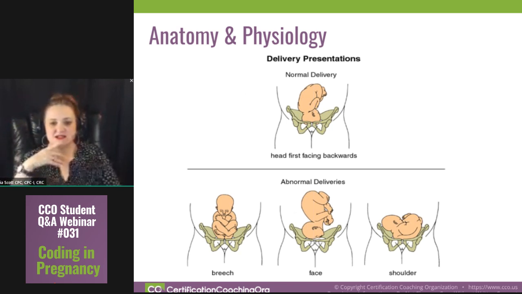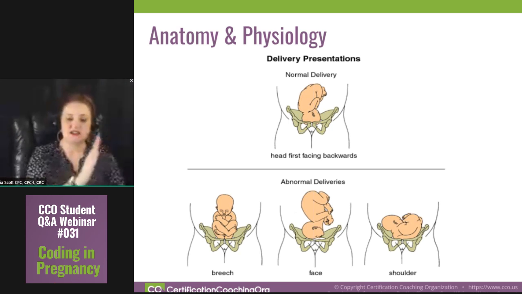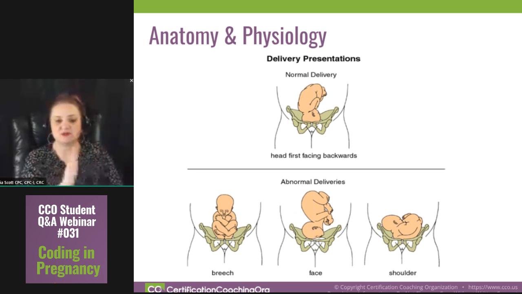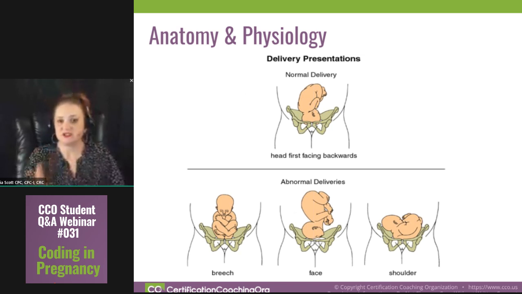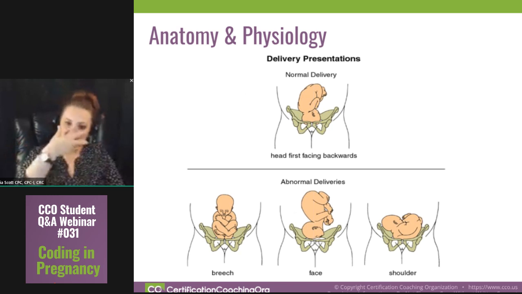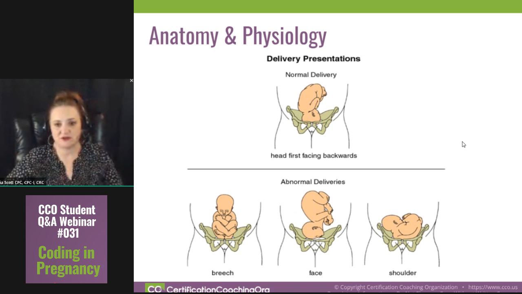But those are the main types of abnormal delivery. Even in those three categories, breech, face, and shoulder, there are subcategories. Like breech, we know there are 3 breech deliveries: frank, complete, and incomplete. And then there are all different face positions, depending on where the baby came in and which way the baby is positioned, and shoulder positions as well. You can make that even more distinct.